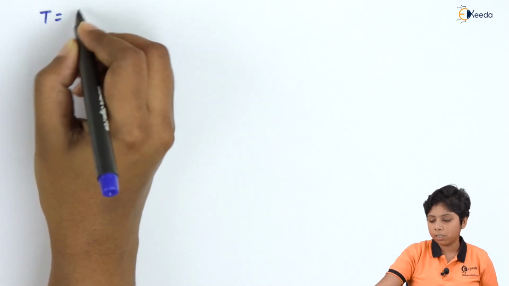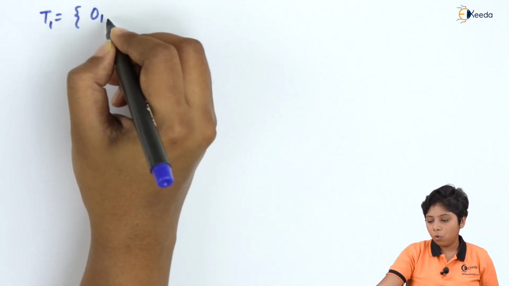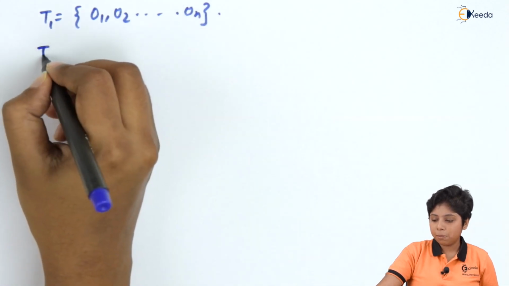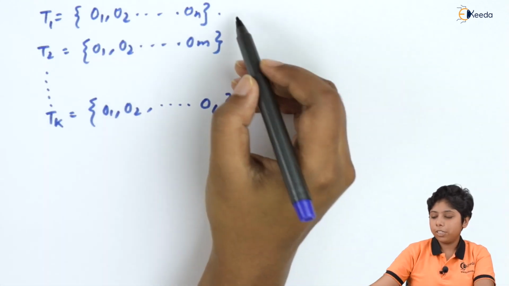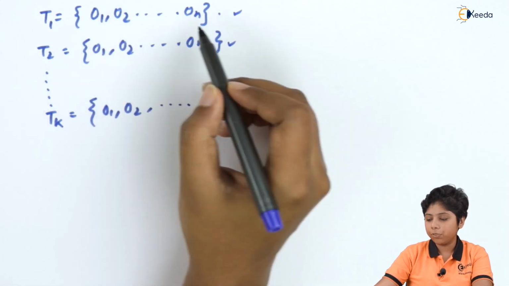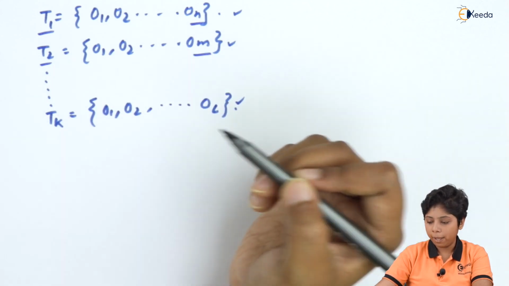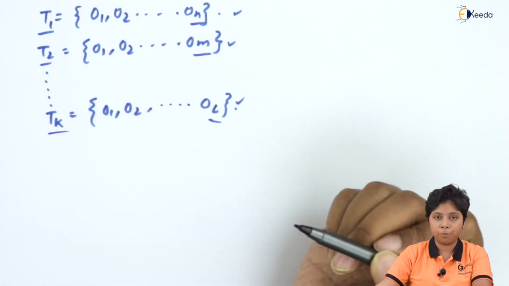The next type of scale up is known as transaction scale up. Transaction scale up applies when we have a lesser number of databases, and the database can go with different disks. But here we are more concerned with the operations inside a transaction. Suppose my transaction T1 has operations O1, O2 to ON. Similarly, T2 has OM operations, and TK has OL operations, so the transactions have different numbers of operations.